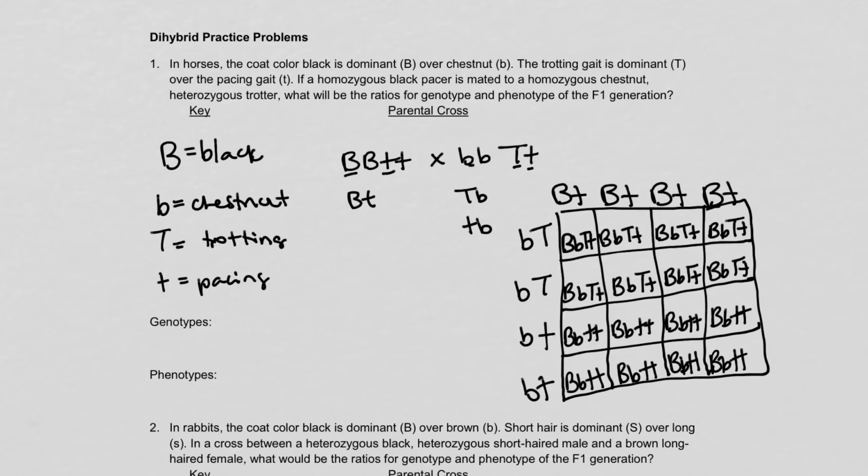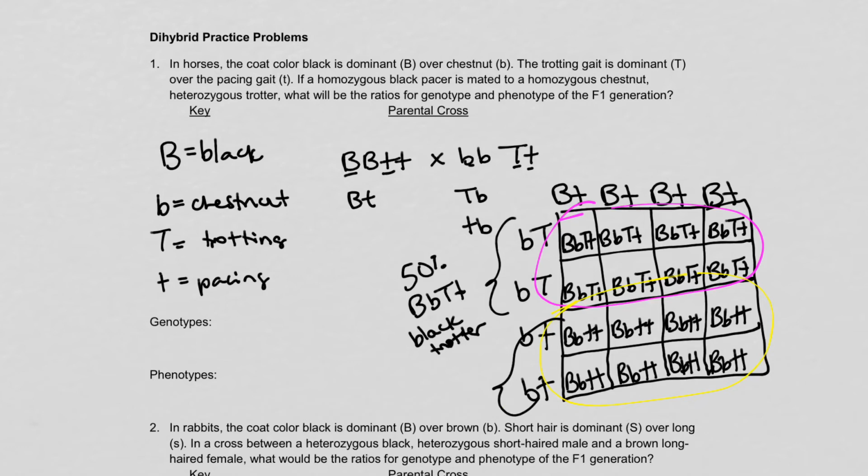All right, now you've really only got two different things going on here. So all of these are the same, and all of these are the same. So we've got 50% heterozygous black trotter, and the other 50% are heterozygous black pacers, because it's homozygous recessive.